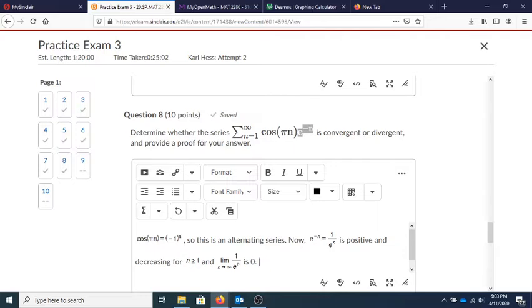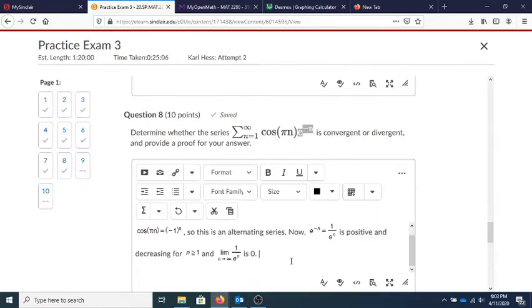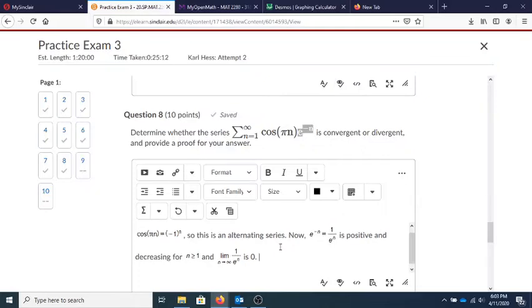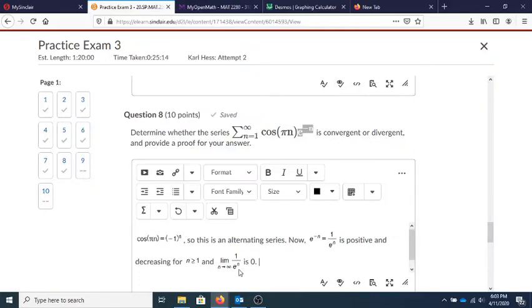I'm using the alternating series test, but to be able to make use of it, I need to know that my terms are decreasing and that their limit is 0. And of course I need to know that it's an alternating series. So I've taken care of all of the conditions, and I'm ready to say what test I'm using and what my conclusion is.